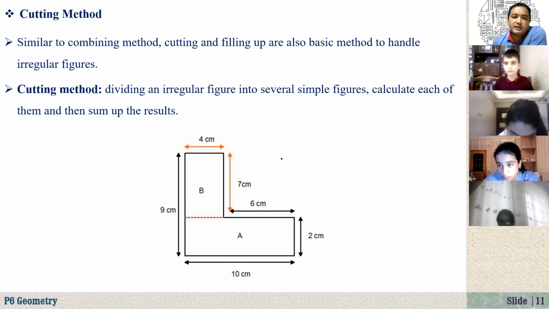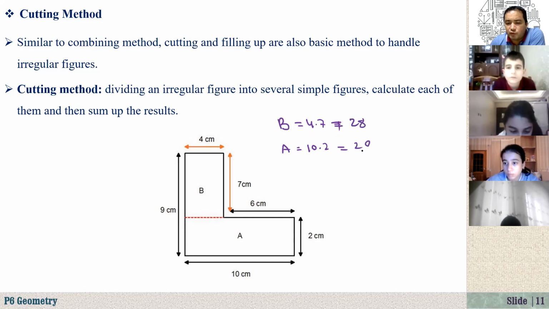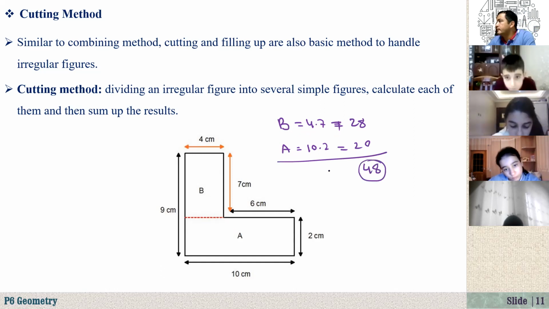So here we are just using the cutting method, right? If I cut this into 2 pieces, we get 2 rectangles. So the area of the given figure will be the sum of the areas of these smaller rectangles. What is the area of B? Area of B is 4 times 7, which is 28. And how about A? A is 10 times 2, which is equal to 20. And the sum gives us the area of the figure.